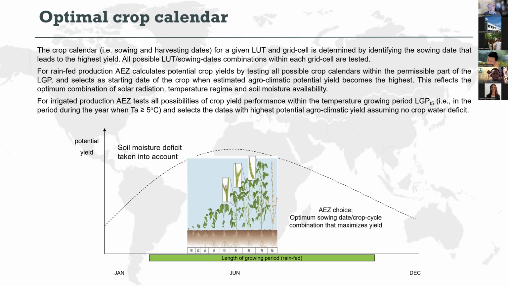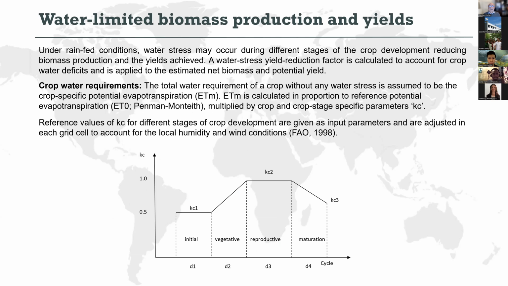given grid cell. However, just to mention it, of course, for national studies where you have very good planting information, you can limit this crop calendar search to certain periods of time or even a single day if you want to do that. Water limited biomass production yields under rainfed conditions. Water stress may of course occur during different stages of the crop development.